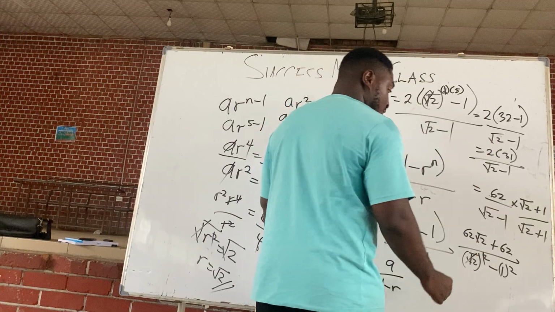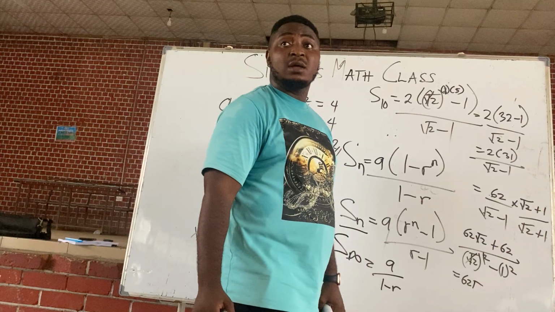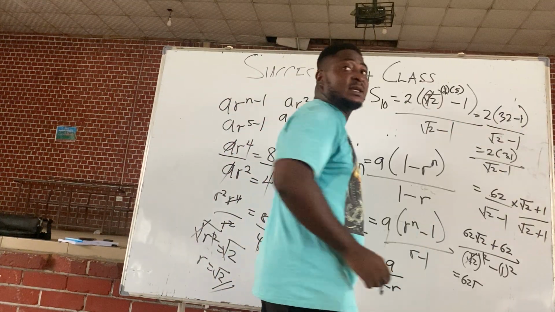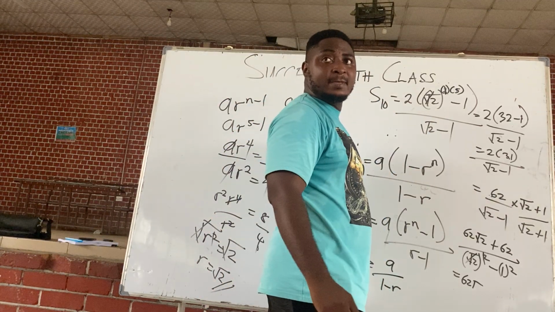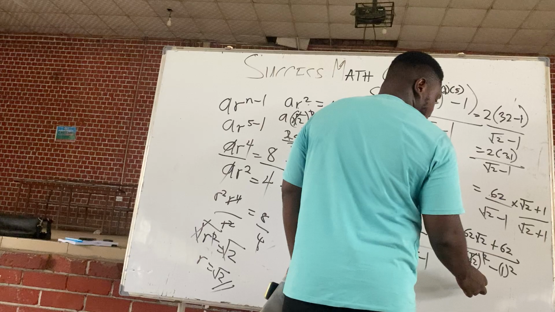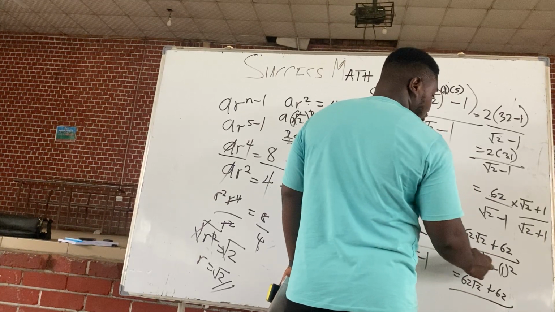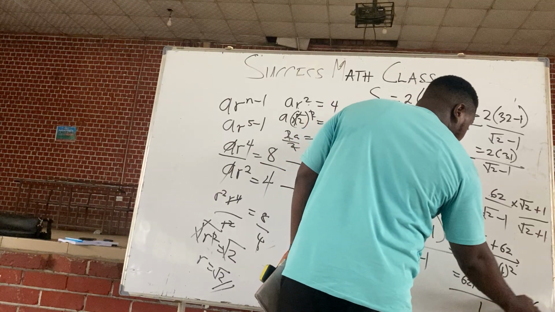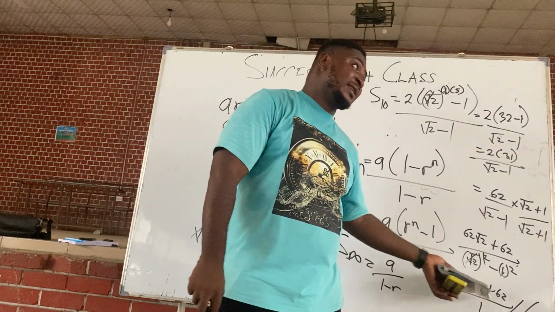The square cancels the square root, 62 root 2, yes? 2 raised to power 5 is 32, but 32 minus 1 is 31. That's how I got 31. So 62 root 2 plus 62, all over 2 minus 1, since root 2 squared is 2. 2 minus 1 is 1. My final answer is 62 root 2 plus 62. The sum of the first 10 terms is 62 root 2 plus 62.